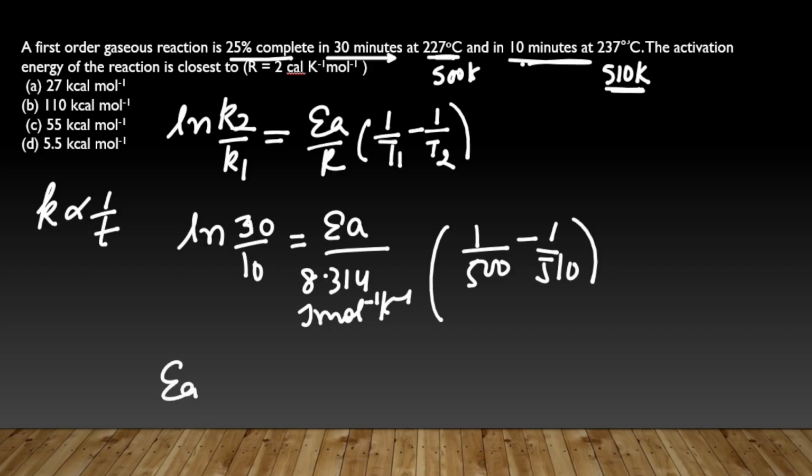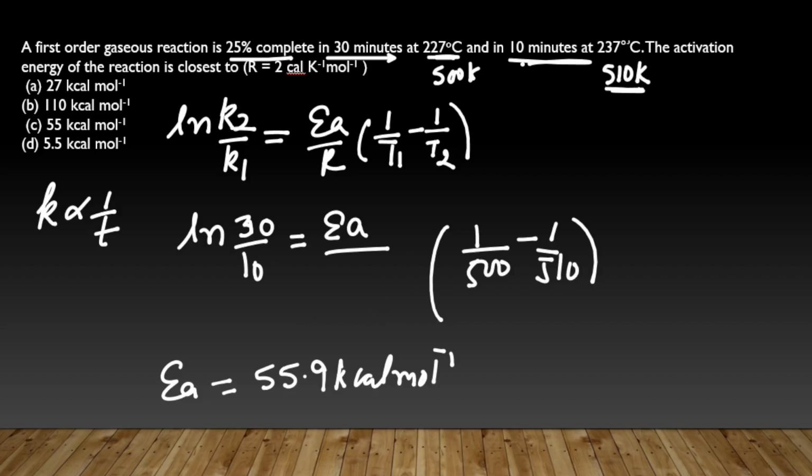The activation energy value you will be getting is 55.9 kilocalorie per mole. So in calories, if we are finding it, instead of this 8.314, you will have the value of R as 2 calories per mole per Kelvin. Okay. So the answer is 55.9, approximately 55, the closest answer. That is option C at 20.